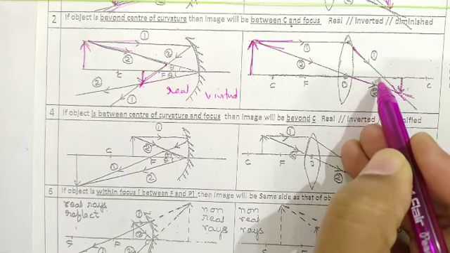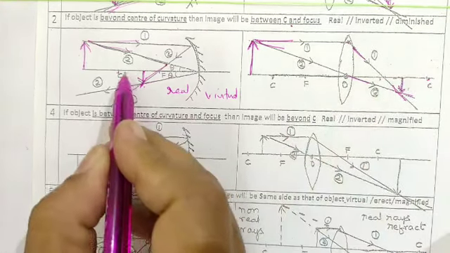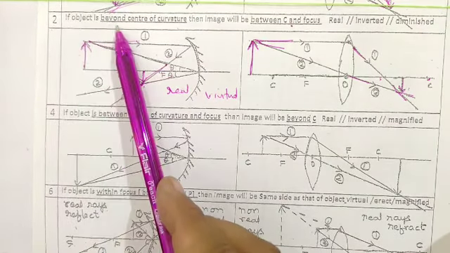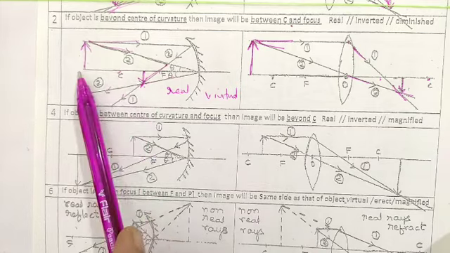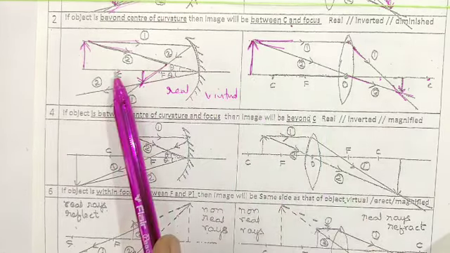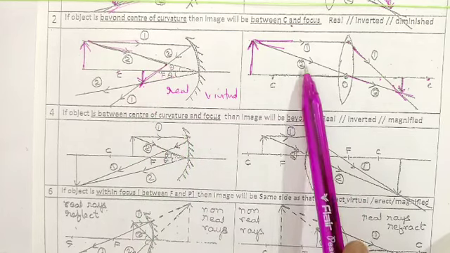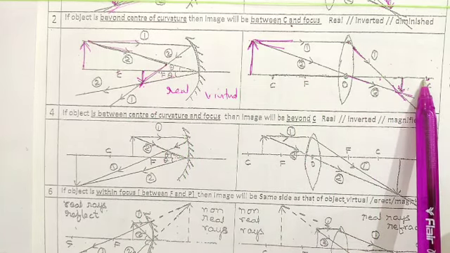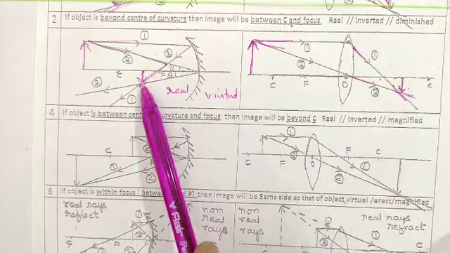So this image is formed between the focus and the center of curvature. Read again. If the object is beyond the center of curvature, then the image will be between the center of curvature and focus. It is in between these two: real, inverted, diminished.